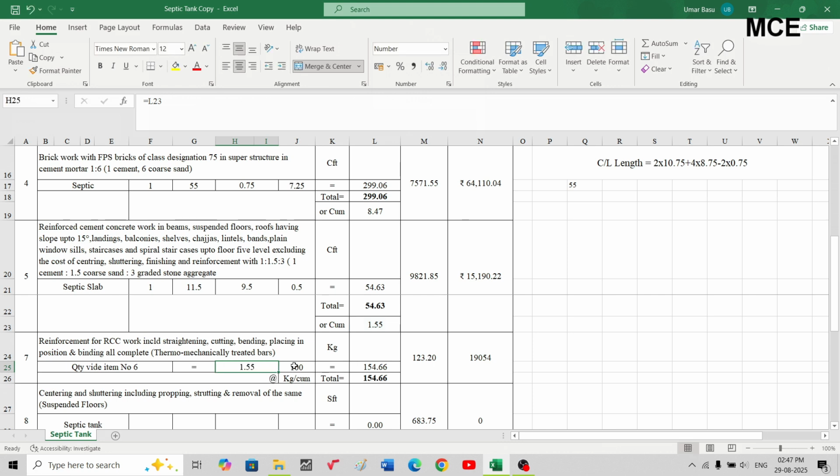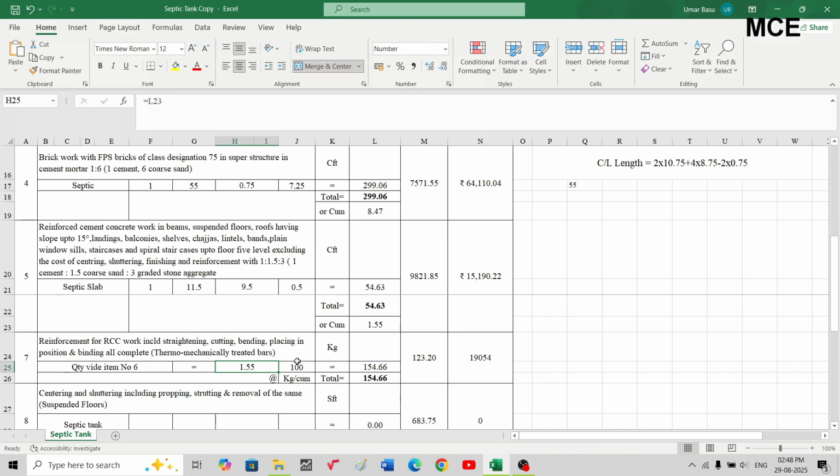Let us take it as 100 kg per cubic meter. For slabs we usually take 100 to 120 kg per cubic meter. For beams we can take 180 kg per cubic meter, and for columns it can go up to 220 kg per cubic meter. This is a thumb rule. At site we will provide the actual reinforcement detail, but it will be slightly higher than what we use at the site.